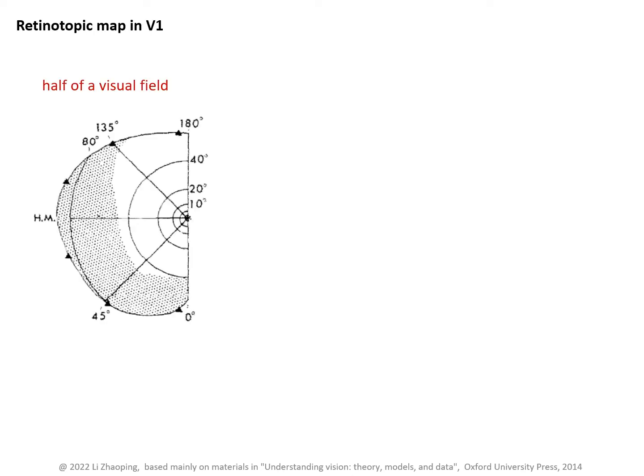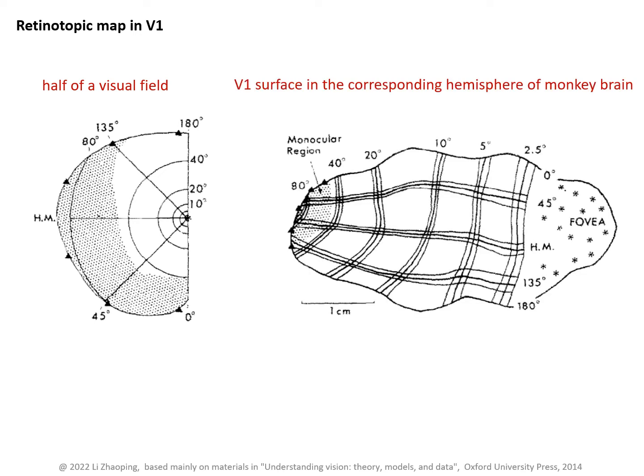Here is half of a visual field, and here is the V1 surface in a hemisphere of a monkey's brain. This is the center of the visual field projecting to the fovea. Eccentricity increases to the peripheral parts of the visual field, measured in degrees of visual angle. And so this half ring is at 20 degrees of visual angle eccentricity, and this is at 40 degrees, and this is roughly 80 degrees in a very peripheral part of the visual field.